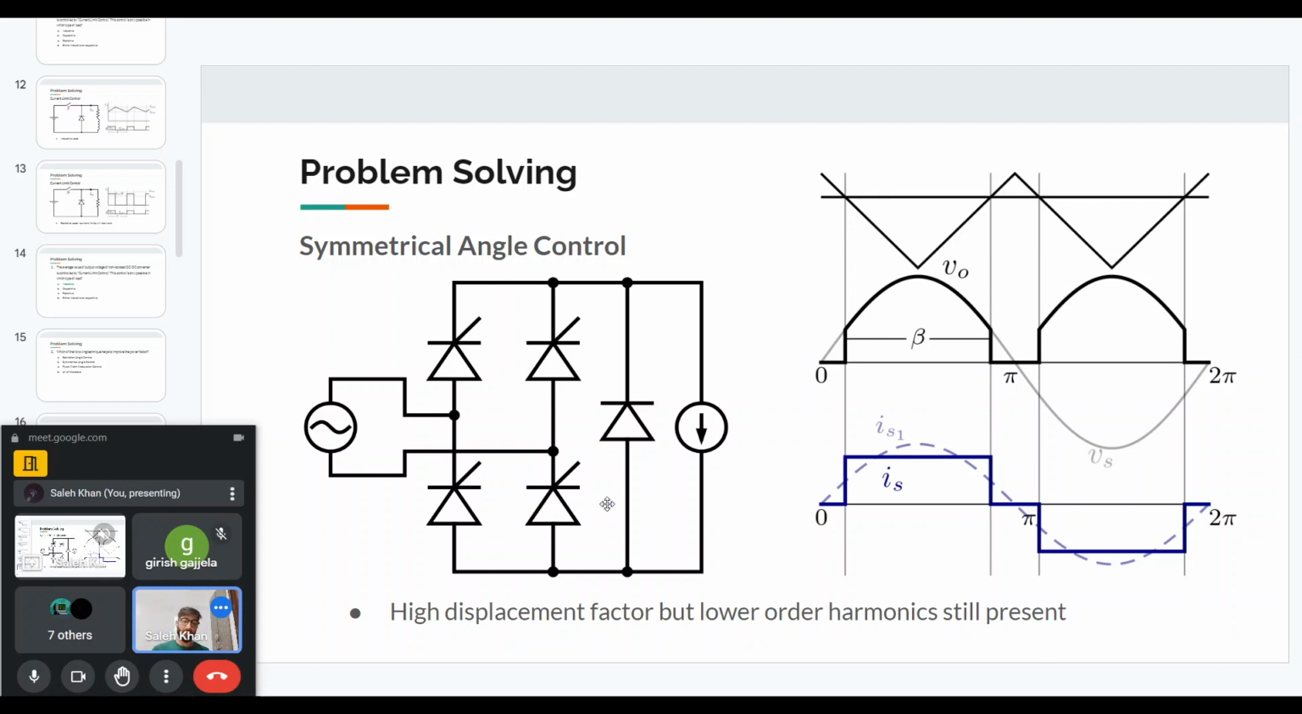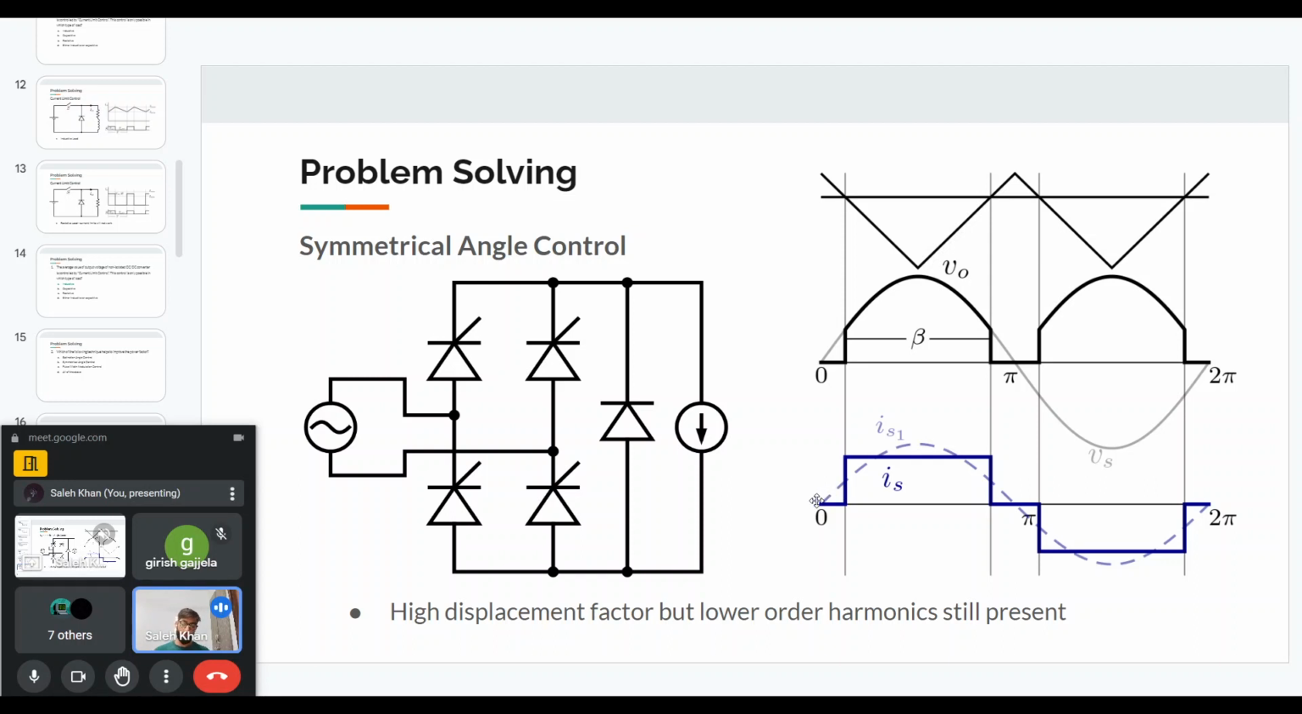But even though the displacement factor is quite high here, we can note that this kind of quasi square wave will have lower order harmonics as well. It will have a fundamental, and it will not have a second harmonic because it has half wave symmetry. You can consult later on what half wave symmetry is. That basically means it will not have any even harmonics, but it will have a third harmonic, a fifth harmonic, and the lower order harmonics.